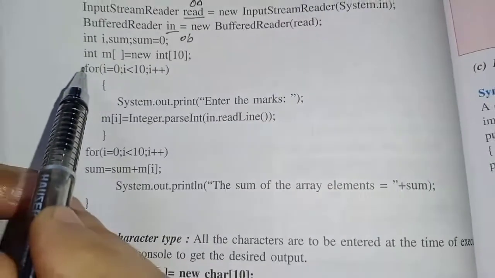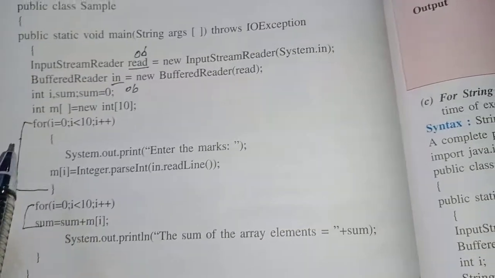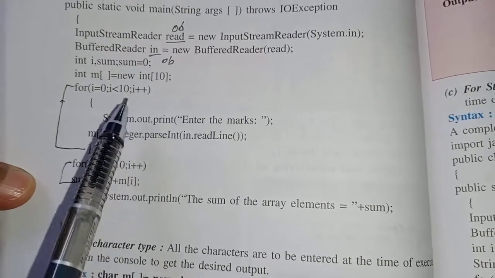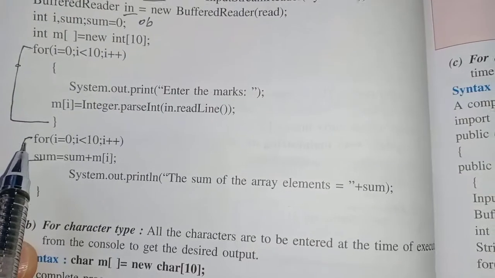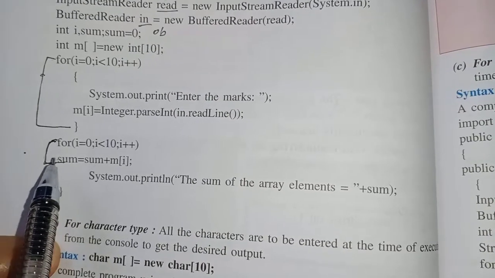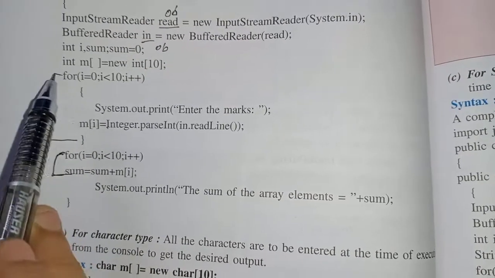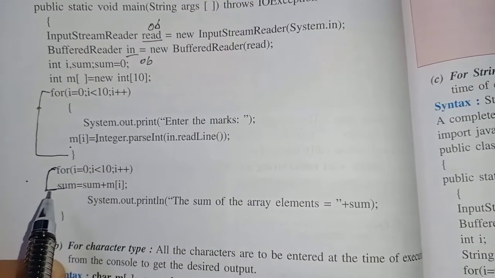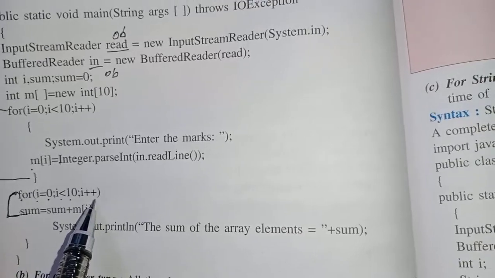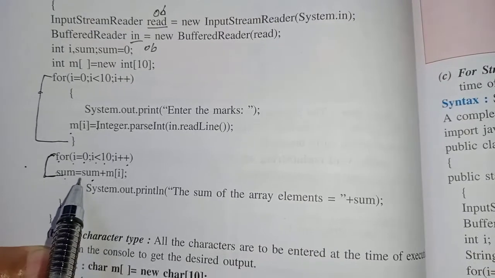In this input stream method we will use two for loops. This first for loop is to accept the values in the array one by one. The second for loop is its processing part. Processing part means what we have to do with these values that we have accepted through the first for loop. Here we are going to calculate the sum. So again we will start a for loop: i is equal to 0, i less than 10, i plus plus. Then one by one take one element and add it to the sum: sum is equal to sum plus m[i].